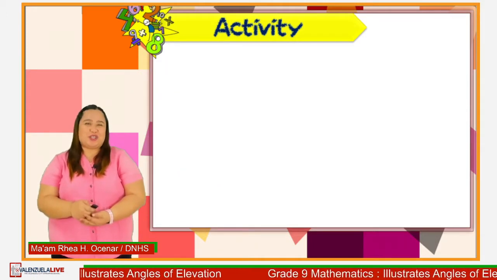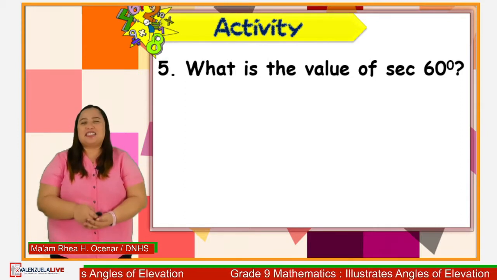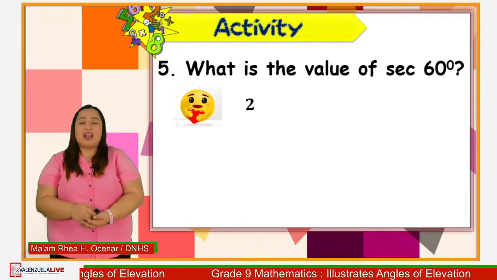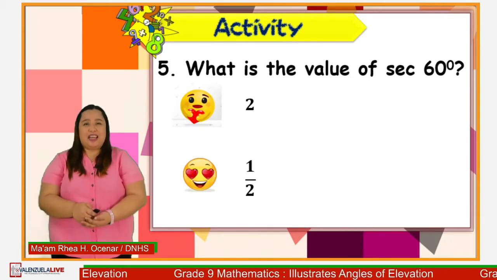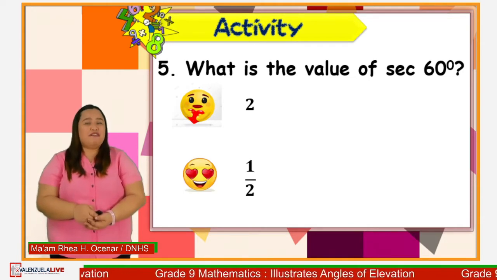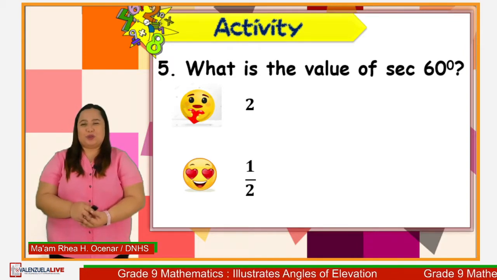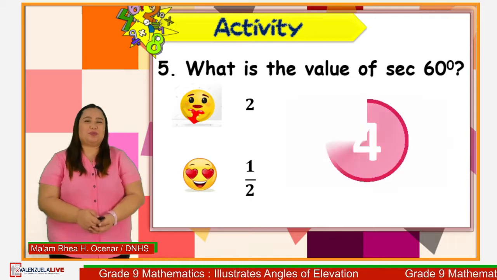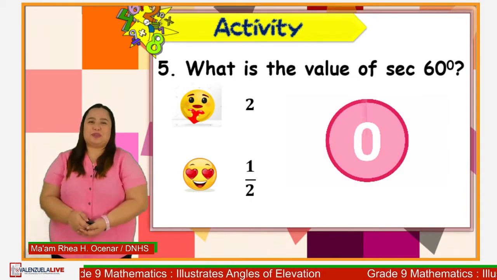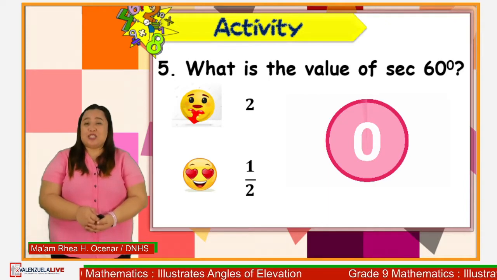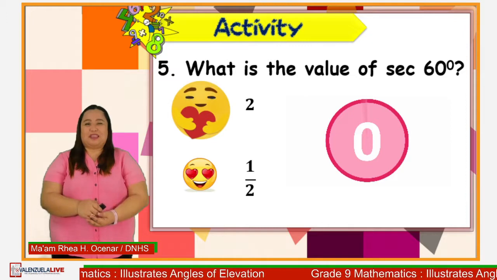Next question. What is the value of secant 60 degree? Hair emoji for 2 and in love emoji for 1/2. 5 seconds, go. Time's up. The answer is hair emoji.